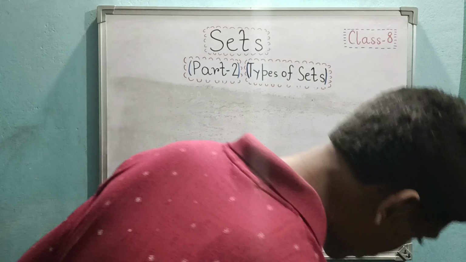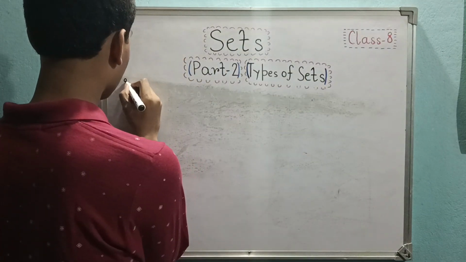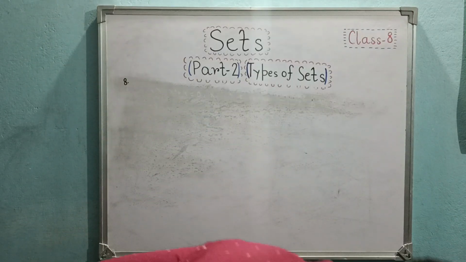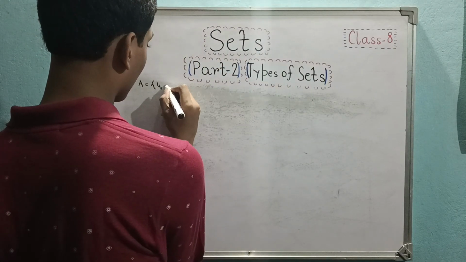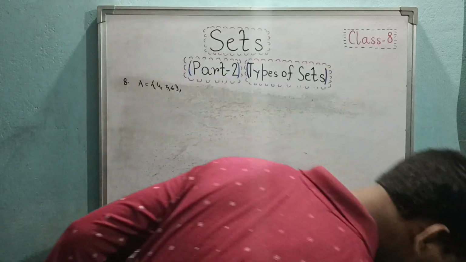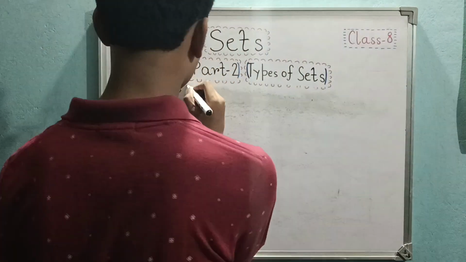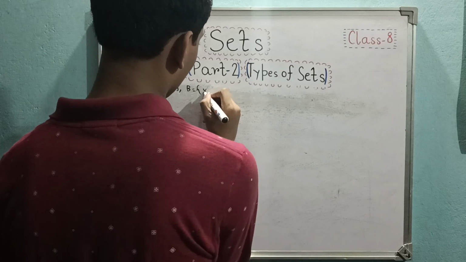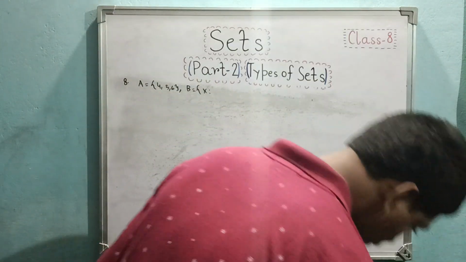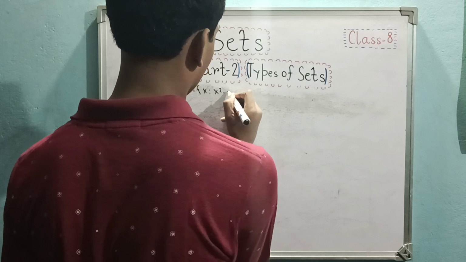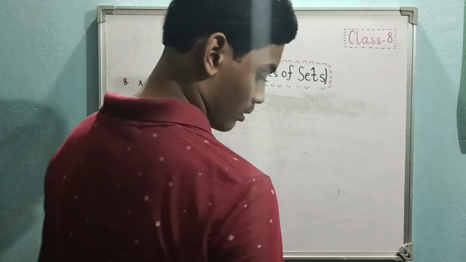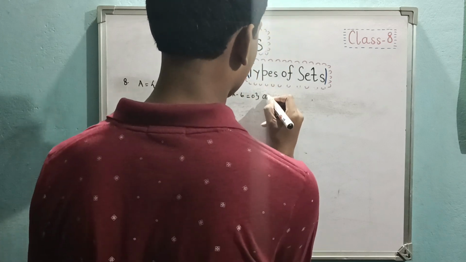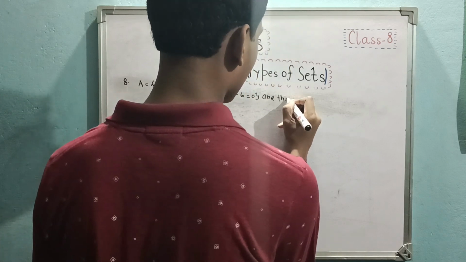Let's see question 8. Okay, now a little bit new things. So I have two sets now. A equal to 4, 5, 6. And another set B equal to x such that x square minus 5x minus 6 equal to 0. We have been asked, are they disjoint or not? Are they disjoint sets or not?